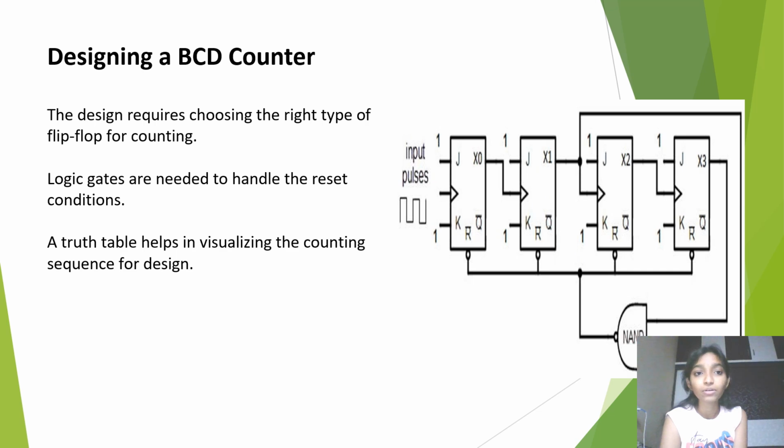Designing a BCD counter. The design requires choosing the right type of flip-flop for counting. Logic gates are needed to handle the reset conditions. A truth table helps in visualizing the counting sequence for design.